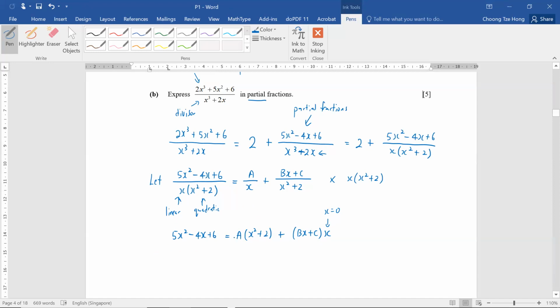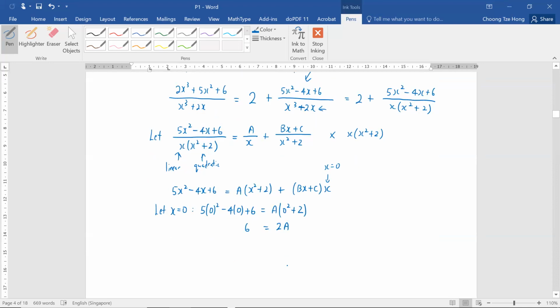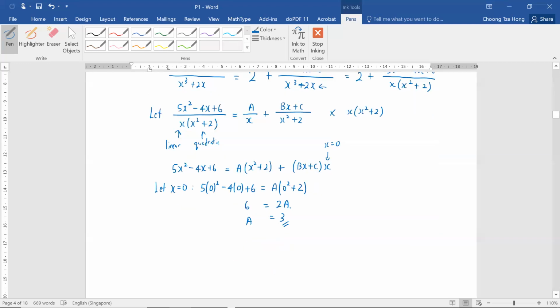Whenever you do partial fraction, you pause and think, what is the easiest way to do it? Is it substituting values for x, or is it comparing coefficients? In this case, you will be substituting x with 0. So let x equal 0. On the left side, we will have 5 times 0² minus 4 times 0 plus 6. On the right side, we will have 0² + 2. Here we are left with 6, here we are left with 2A. So A will be equal to 3. We take note of this.